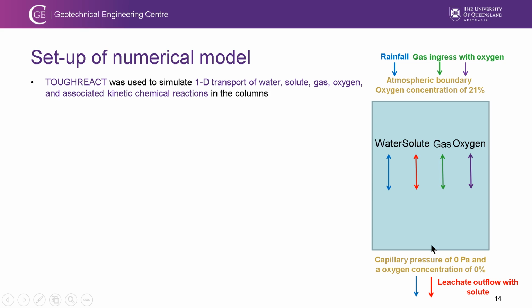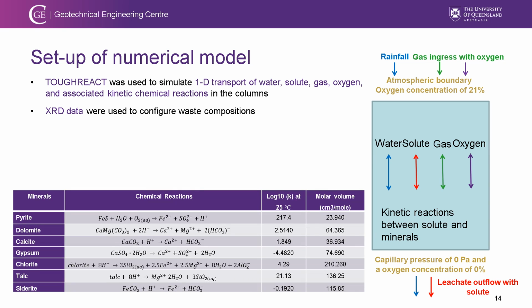So here are all the reactions considered within the column. The XRD data were used to configure the waste compositions. Kinetic reactions between solute and minerals are included. Below is the list of reactions considered. Pyrite is basically the oxidation process. The dolomite, calcite, gypsum, chlorite, and talc are basically the hydrolysis processes, which could potentially neutralize the drainage, and the siderite also.